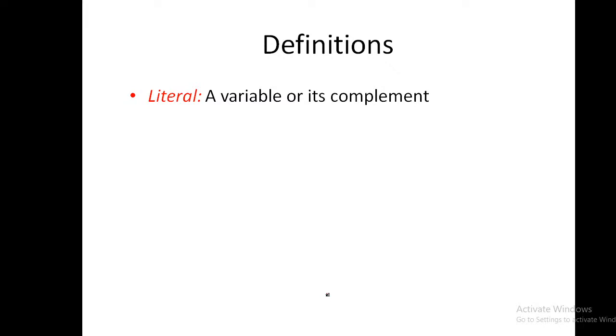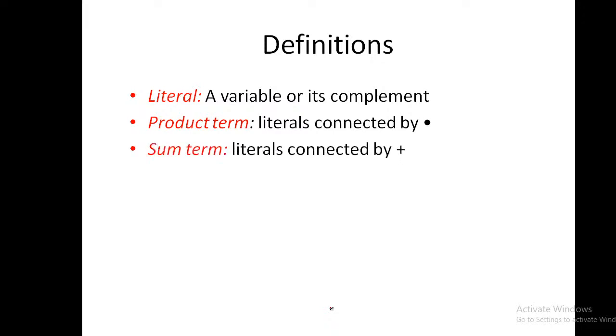If you see, C is a variable, and C and C bar both are considered to be literals. Now you see another thing, product term. A dot B bar is a product term. Next, sum term: A plus B bar is a sum term.